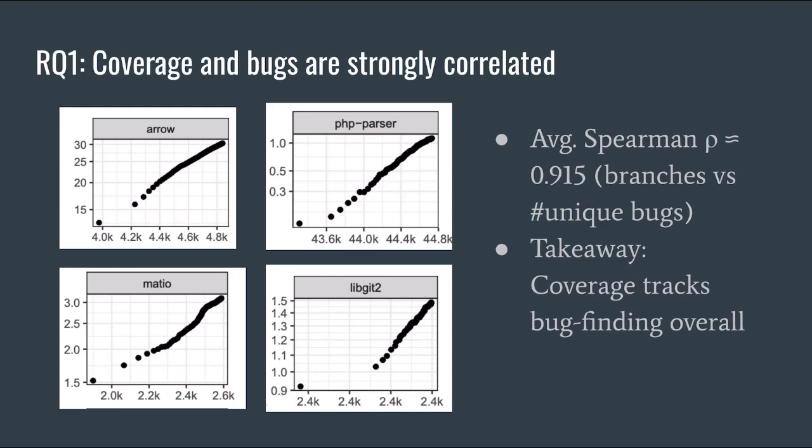you tend to find. On the right, figure 7 summarizes this using Spearman's rho, which is a rank-based correlation measure, and they use Spearman because the relationship looks monotonic, but is not strictly linear. The headline result is that the average correlation between branch coverage and number of unique bugs is about 0.915, which they categorize as very strong. They also show similar values if you use edges or AFL-style paths as the coverage metric.